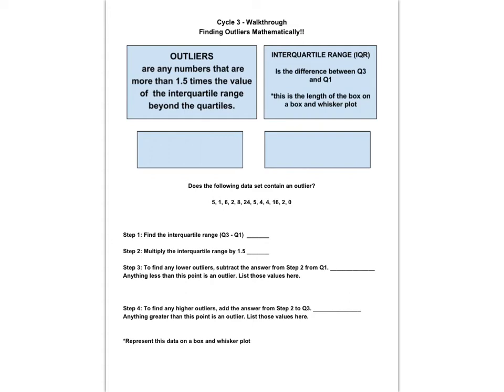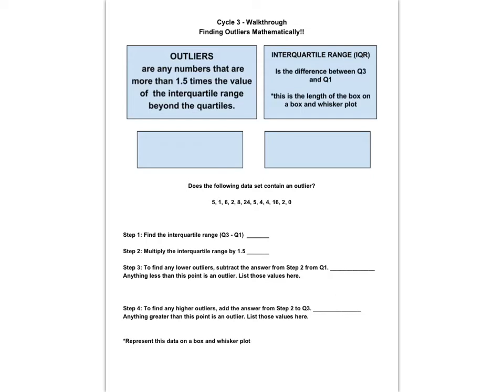Okay, this walkthrough is from cycle 3, and it's finding outliers mathematically. Sometimes we look at a set of data and we see, wow, most of these numbers are pretty close together, but there's one or two numbers in our data set that are way off from the standard number in our data set, and we realize that's an outlier. And it's really obvious to see sometimes.